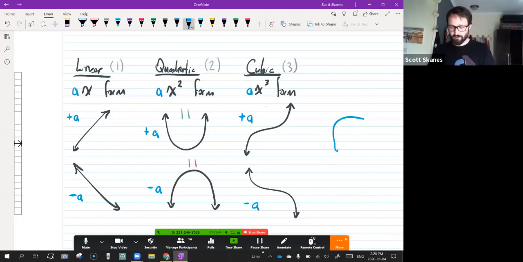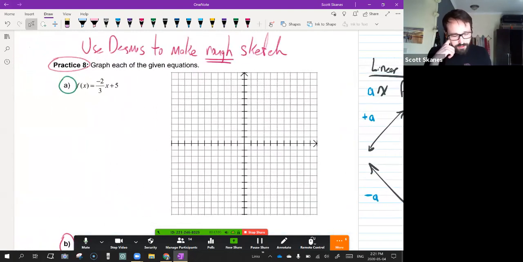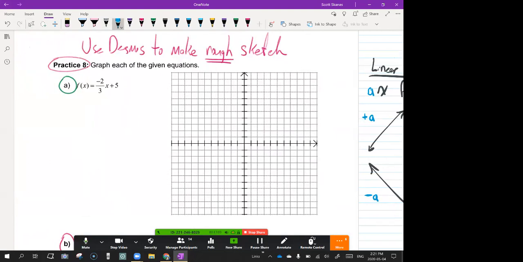Up, over, up. The reason I'm telling you this is because you can do a lot of sketching graphs. Smiley face, sad face. You can sketch a lot of graphs very easily if you just know these basics. So let me do that right here. For example, this first question. It's linear, exactly.